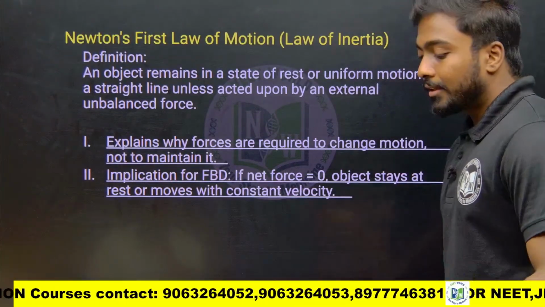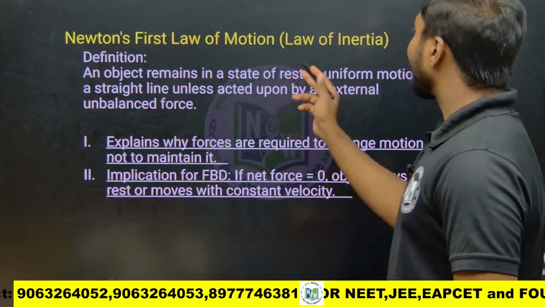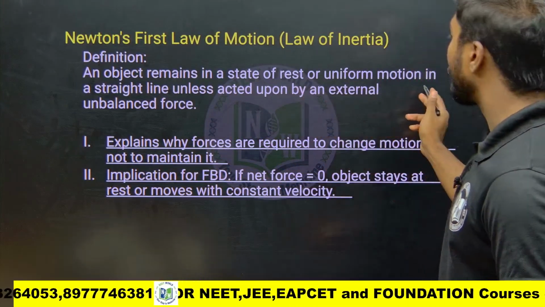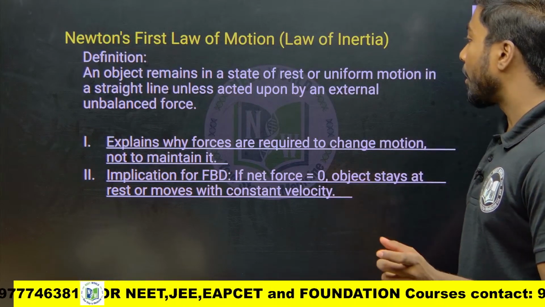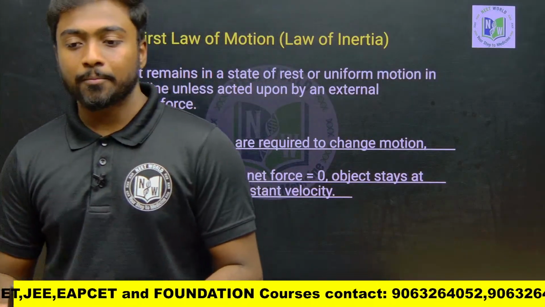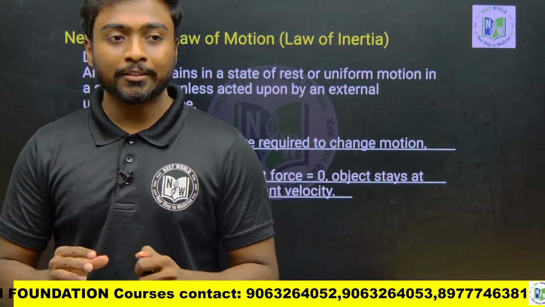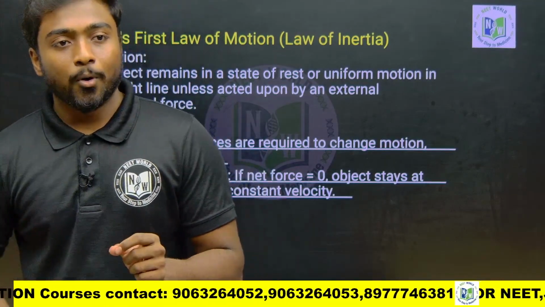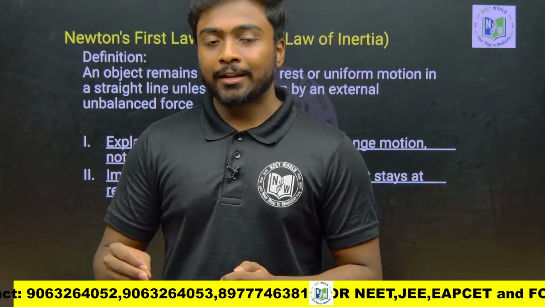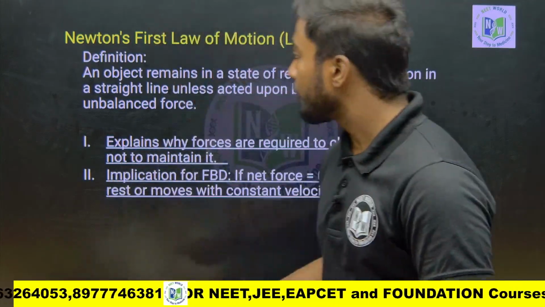First, we'll see Newton's laws and then we'll go for the free body diagrams. Newton's first law of motion, or law of inertia: an object remains in a state of rest or uniform motion in a straight line unless acted upon by an external unbalanced force. So if a person is standing, until some external force is applied on the person, he will be at rest. Or suppose a person is running or any object is in motion, unless an external force is acting, it will remain in the same motion. That's what the first law says.